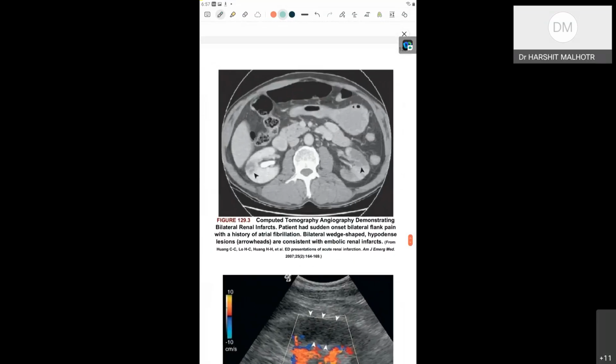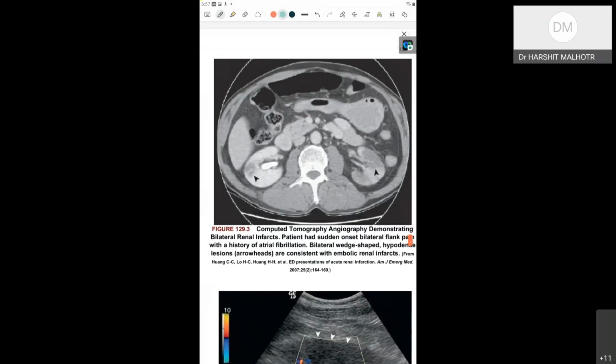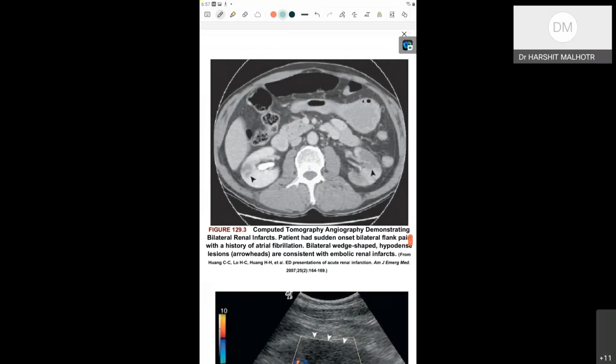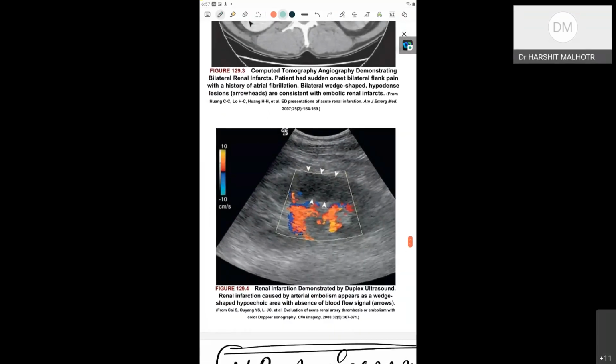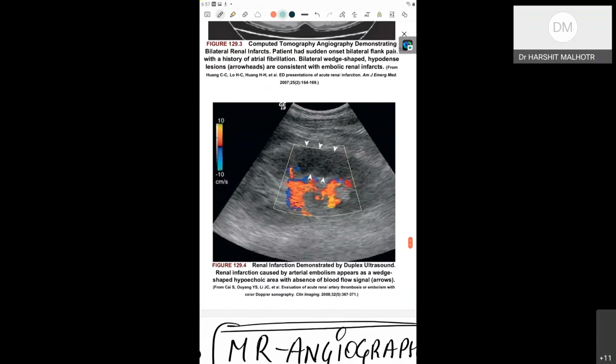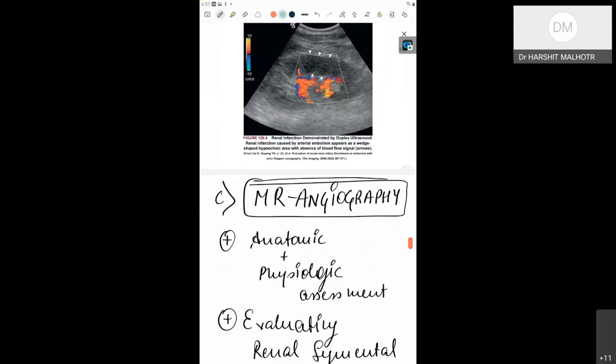This is an example of CT angiography demonstrating bilateral renal infarcts. Typically seen, as we see, in a patient with sudden onset bilateral flank pain with a history of atrial fibrillation. So it's an embolic episode and leads to renal artery embolism, and hence there is ischemia, hence there are infarcts which are seen. They are bilateral wedge-shaped hypodense lesions, which are consistent with embolic renal infarcts. Also, on color duplex imaging, I will discuss the duplex ultrasound after some time.